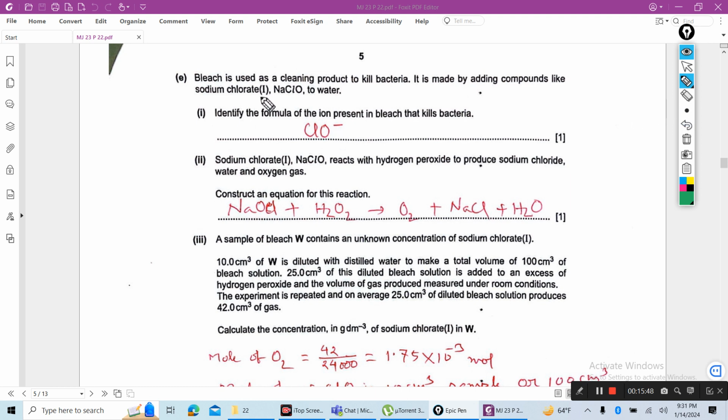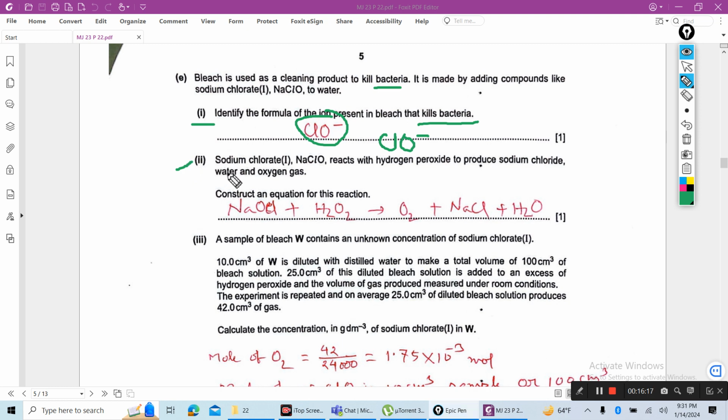Next, bleach is used as a cleaning product to kill bacteria. Now, identify the formula of the ion present in bleach that kills bacteria. Chlorate 1 ion, ClO minus. This name is chlorate 1 ion. Here chlorine oxidation number is +1. That's why its name is chlorate 1.